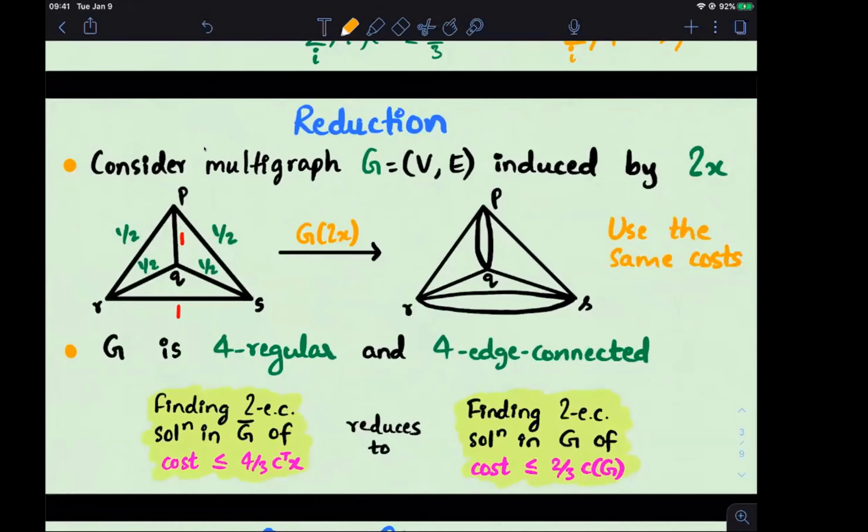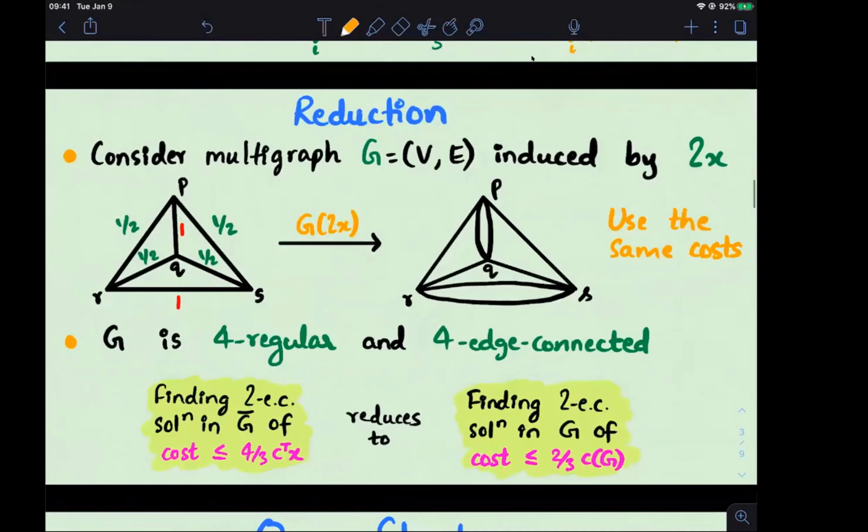Yes. Okay, sorry. So the reduction is that finding a 2H connected solution in our given instance of 2 ECM is the same as finding a 2H connected subgraph in this 4H connected 4 regular graph of cost at most 2/3 the cost of G. And here we lose a factor 2 because the cost of G is like 2 times C transpose X.